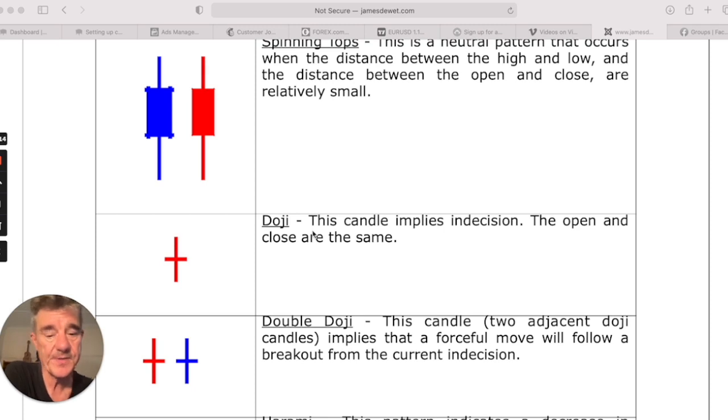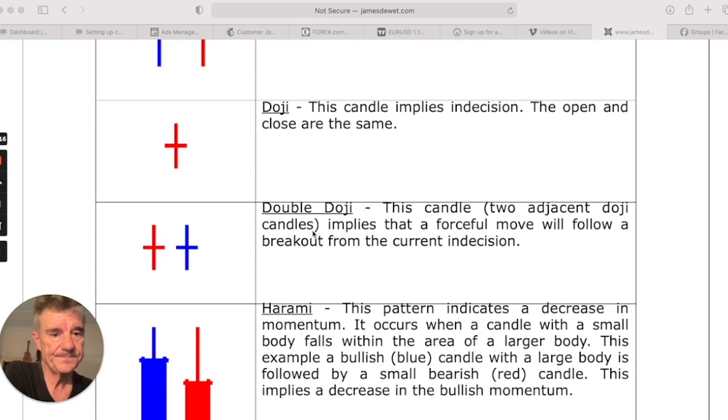The open and the close are the same. A double doji, even better, and you do see this quite often. When I say quite often, I mean relatively often, not every day or all day. Double doji, the two adjacent doji candles, implies that a forceful move will follow a breakout from the current indecision. Now bear in mind that from here the breakout could be up or it could be down. It doesn't mean that the direction is implied by this. It just means the market doesn't know where to go next.